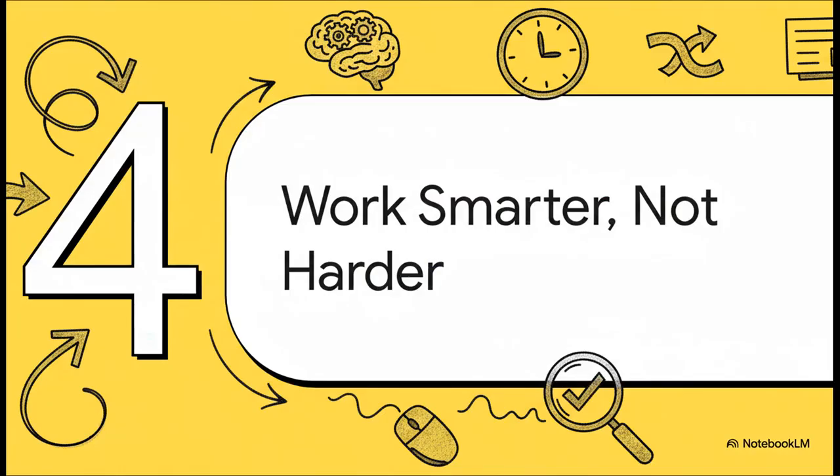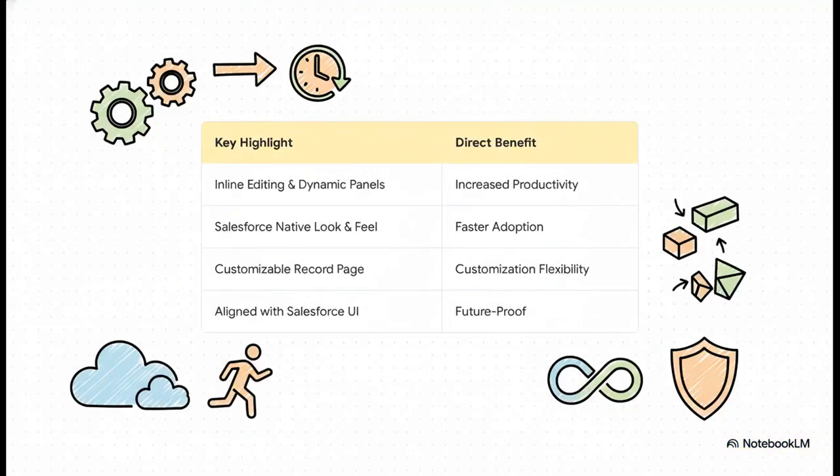So when you put all these features together, what does it actually mean for your daily work? It's pretty simple. It's all about working smarter, not harder. You're going to be reducing clicks, navigating less, and getting to the information you need way faster and with a lot more clarity. This table just breaks it down perfectly.